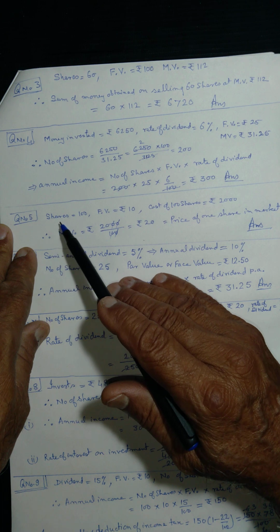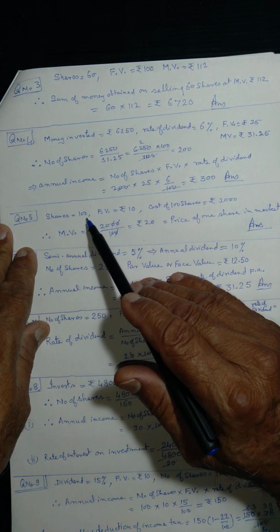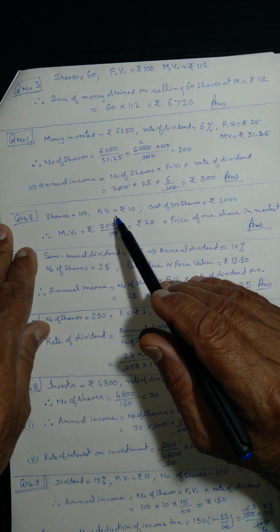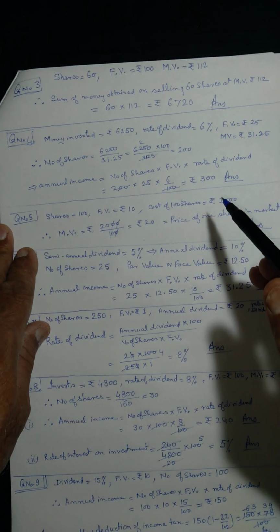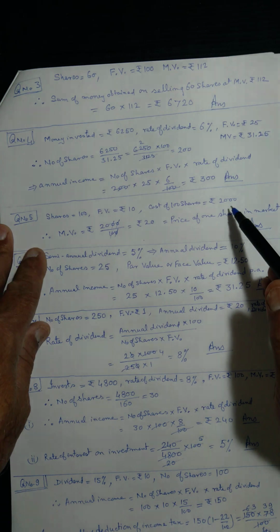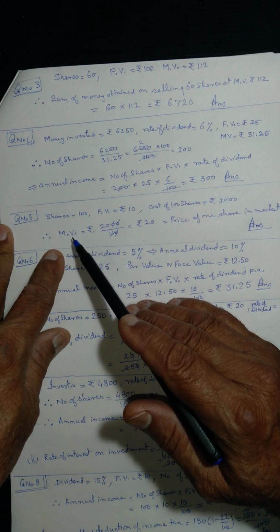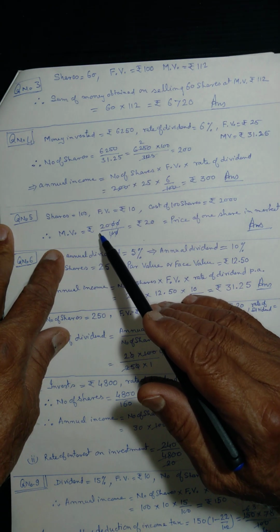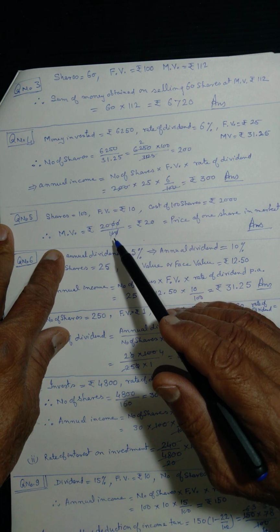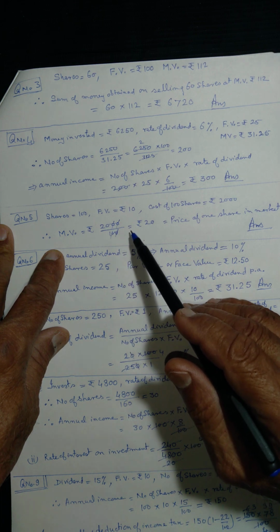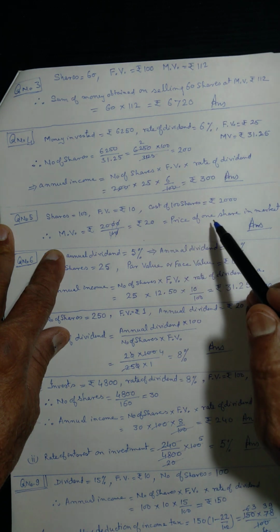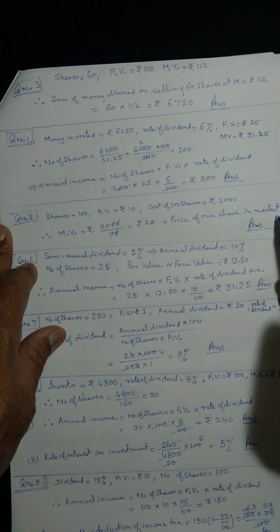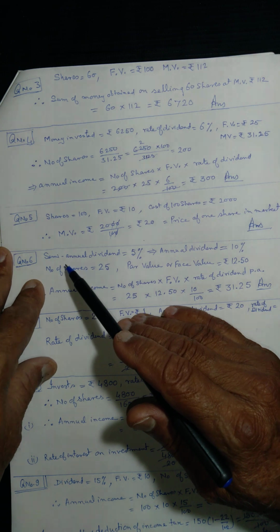Question number 5. Shares are given, that is 100. Face value is rupees 10. Cost of 100 shares is equal to 2000. Therefore, the market value will be equal to rupees 2000 divided by 100, and it will be equal to rupees 20, the price of one share in the market. This will be the answer.